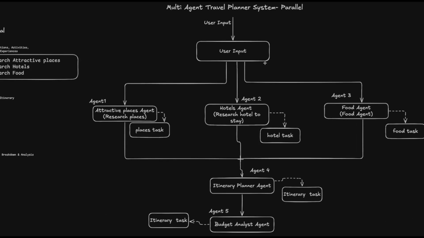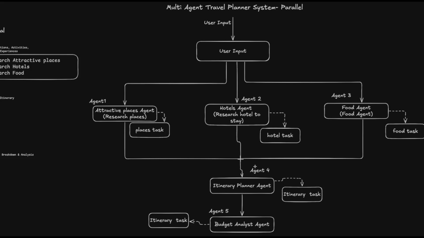it looks. I'm referring to the second diagram on the right hand side, the multi-agent travel planner system using the parallel pattern. Whenever a user input comes, that user input is split across multiple agents which run in parallel. The first agent is the attractive places agent. This is going to search only the attractive places. At the same time, there will be another agent, the hotels agent. This will be searching for different hotels available in the specific place. And the third agent is the food agent, which is going to search for different food options available during the trip. All these three agents will be running in parallel and will produce the result.